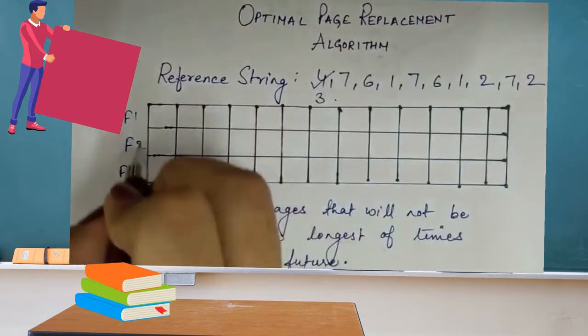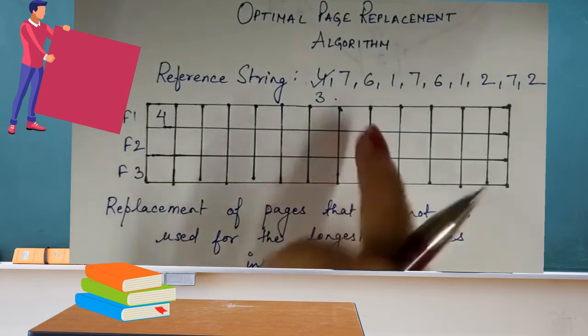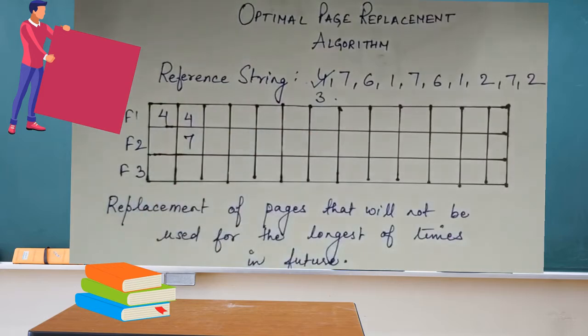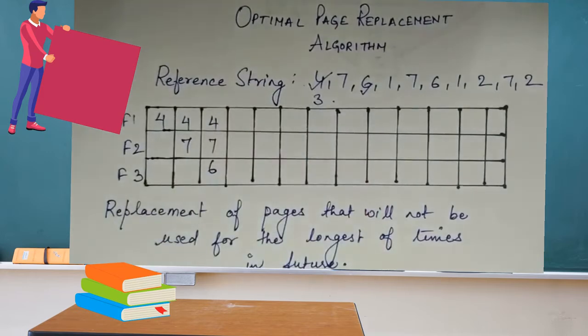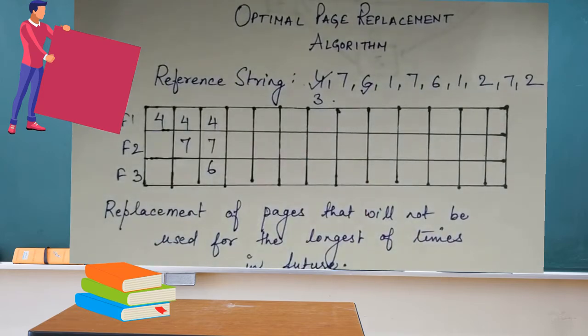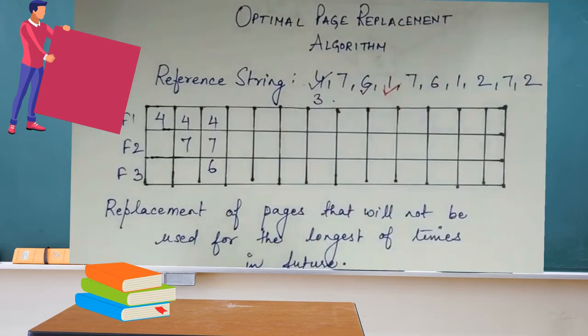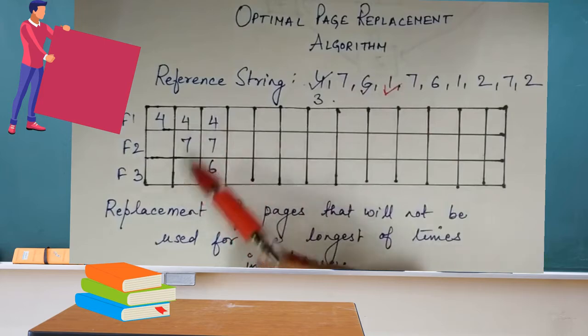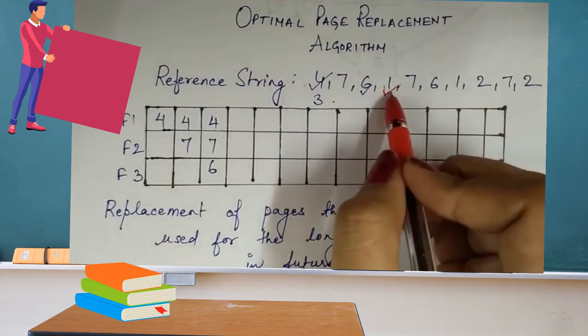Starting with 4, we push in page 4 as demanded by the CPU. The next is 7, so we push in 7. The next is 6, so we bring in 6. After we have brought in the 3 pages, we need to go for the 4th element and see whether it is present in memory or not. Taking the next element, that is 1, first we'll check whether it is present in the memory or not. Here we see that 1 is not present.